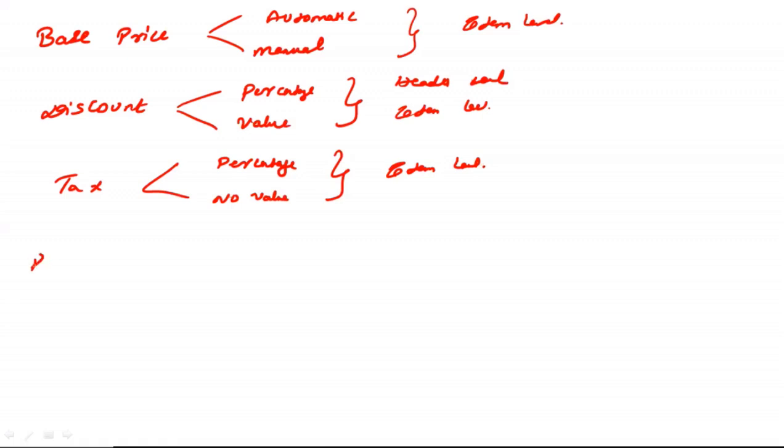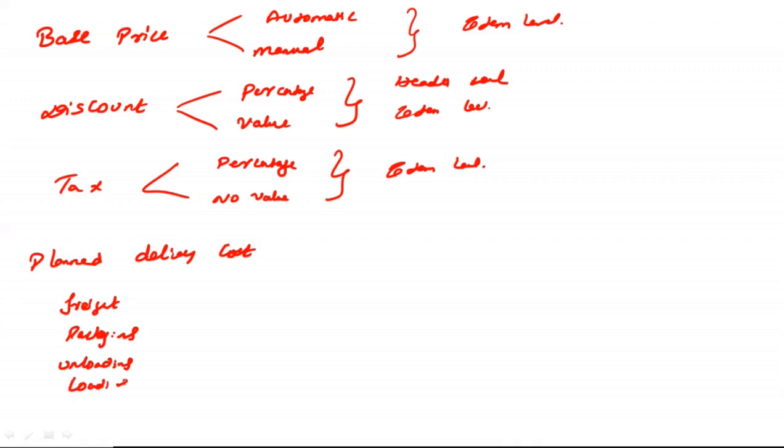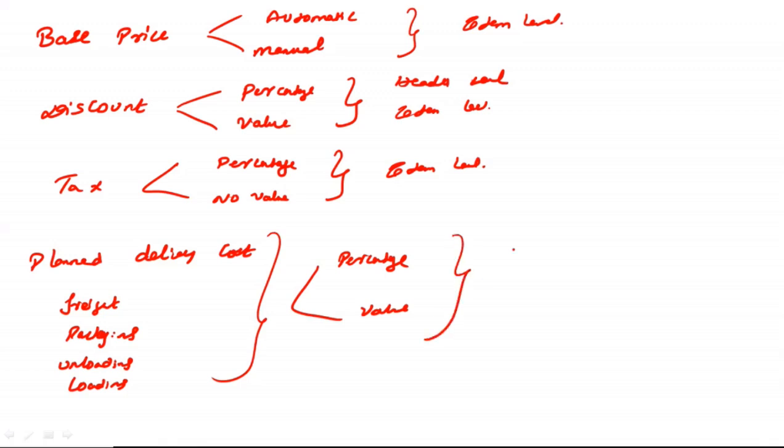Then we have the planned delivery cost, such as freight, packaging, unloading, loading, insurance. And this planned delivery cost can also be either percentage or value. Also, this can be at header level.